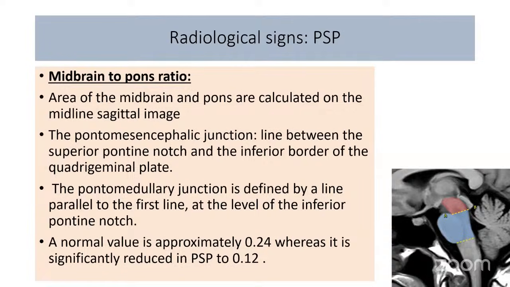The other one is MRPI and MRPI 2.0. So the areas of the midbrain and the pons are calculated on the midline sagittal image. The pontomesencephalic junction is the line between the superior pontine notch and the inferior border of the quadrigeminal plate. And the pontomedullary junction is defined by a line parallel to the first line at the level of the inferior pontine notch. Now, the normal value is approximately 0.24, whereas in PSP it is reduced to 0.12.